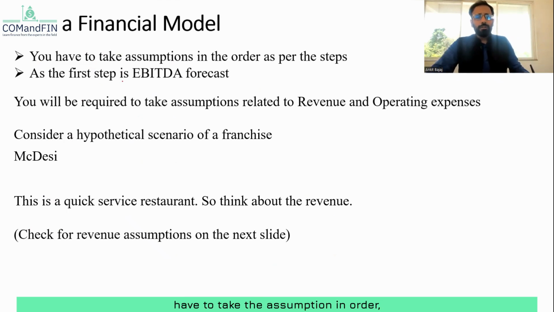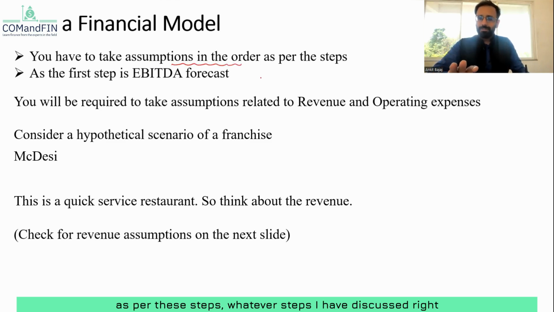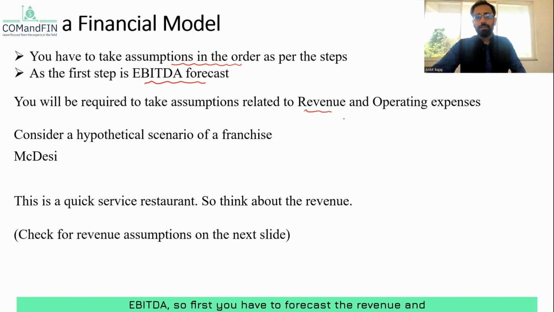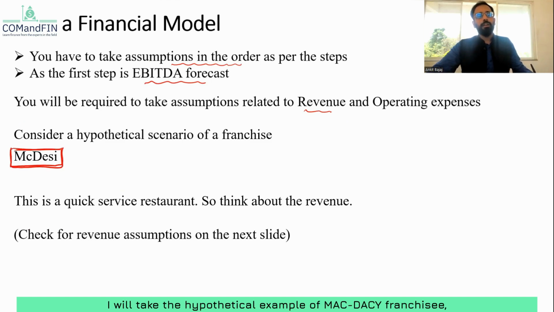Here you can see first what you have to do: take the assumptions in order as per the steps. Whatever steps I have discussed right now, you have to take the assumptions, right? And the first step is EBITDA forecast. Now, if you want to forecast the EBITDA, first you have to forecast the revenue and operating expenses. So let's take a hypothetical example of a McDaisy franchisee, right?